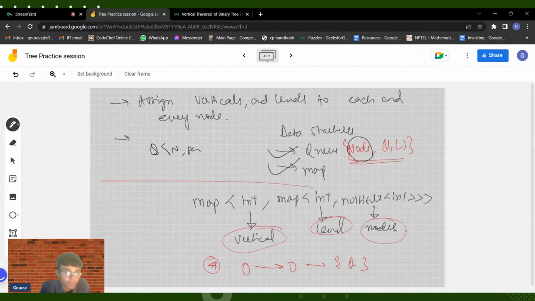Now we have the map. Why do we need a map basically? We have to make sure that for every vertical we are calculating all the nodes present in each individual level. For any vertical x, there are many levels. For every vertical x, we will have level 1, level 2, level 3, and for every level we will have a few nodes. So for every x, we will have multiple levels, and for every level, we will have multiple nodes. That is the reason we are using a map of int. The first int signifies the vertical number.